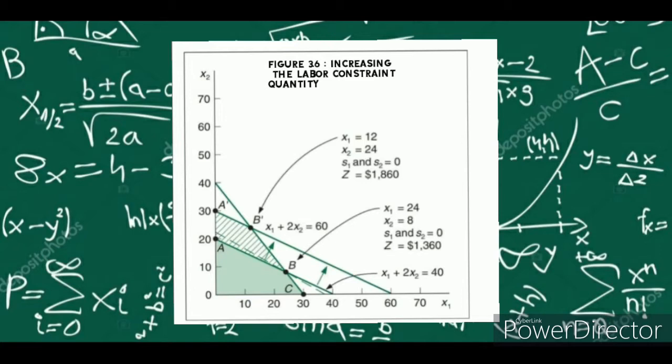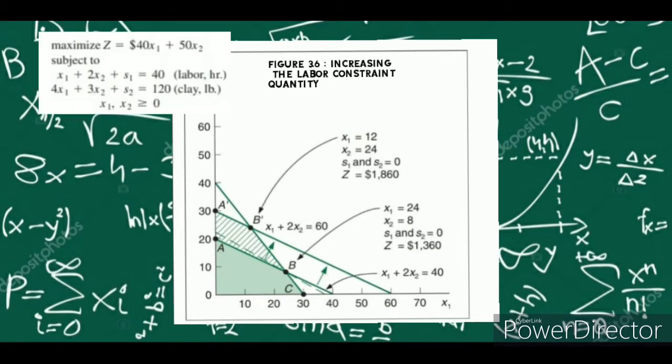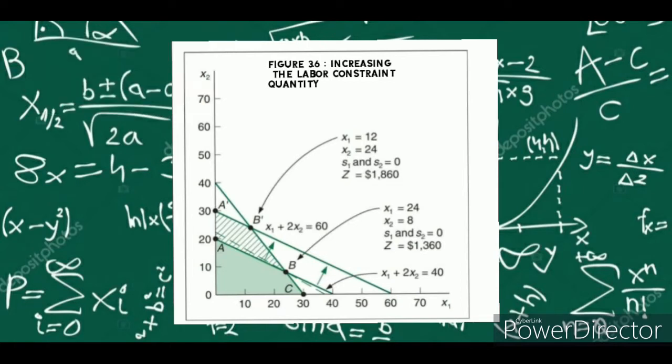The next thing for us to do is to find the value of Z. Let's go back to the first formula. In this formula, substitute x sub 1 and x sub 2 with their corresponding numbers. You'll get an answer of $1,680. But the answer in the graph is wrong. It has some technical error, so the answer should be $1,680. In the next problem, the answer is $1,360.